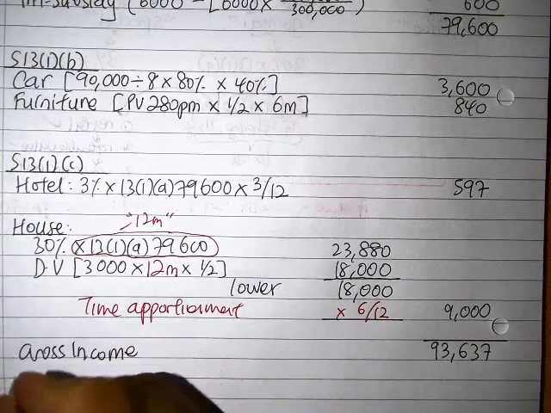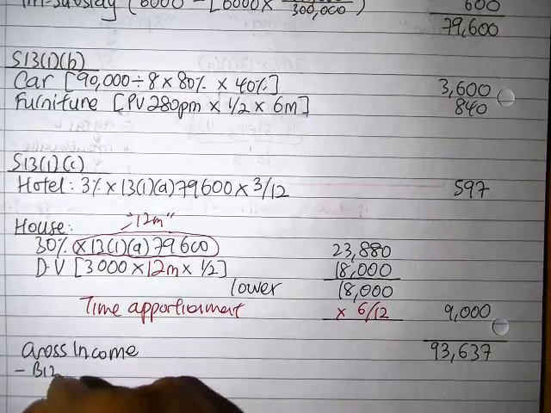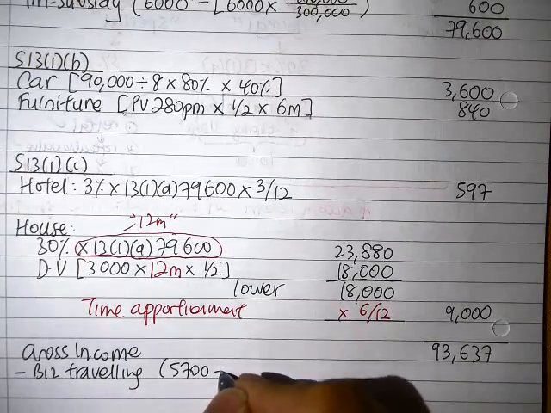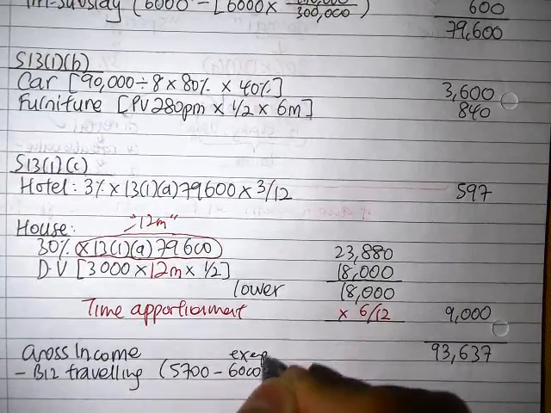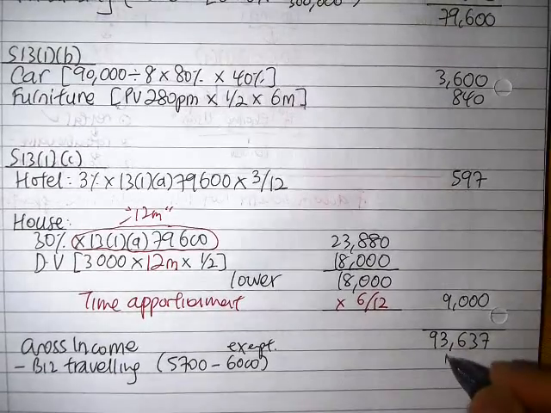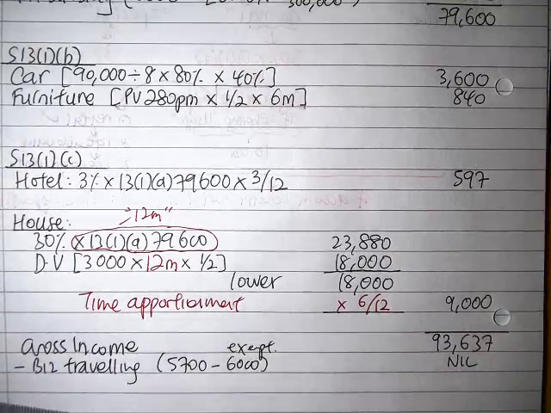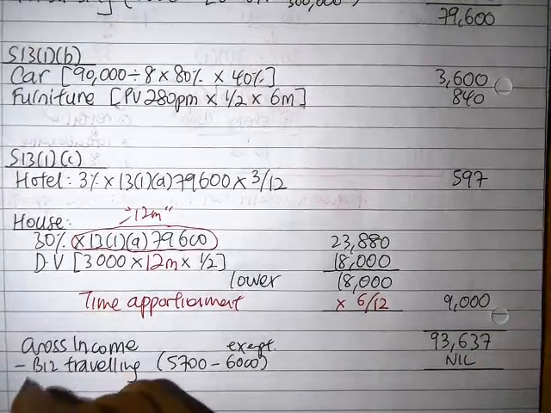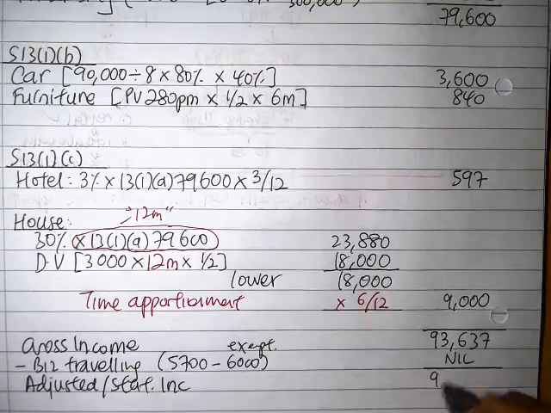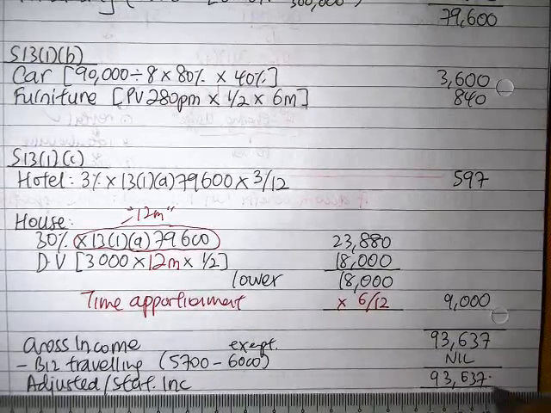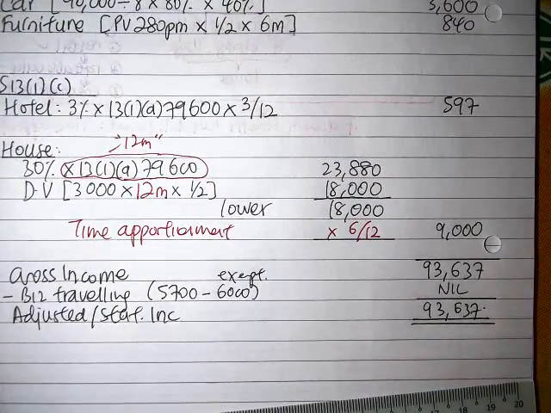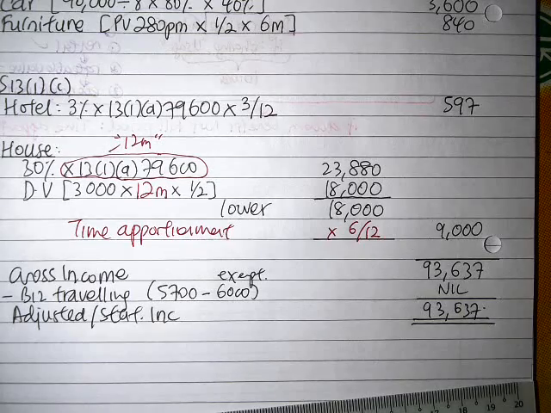Now remember, we highlighted the expenses for traveling. So the business traveling amount is just 5,700. Since the exemption taken is 6,000, which exceeds the amount of 5,700, this exhausted all the expenses that you can claim. So there's no deduction here, and that will be the adjusted statutory income for Brian. Okay, so that's how you determine the value of 1C.